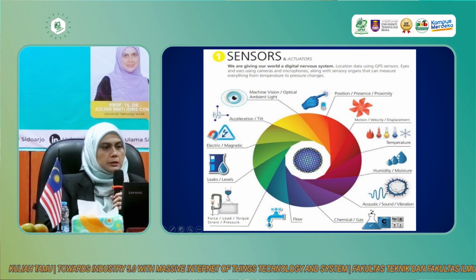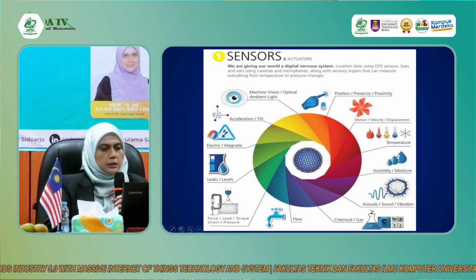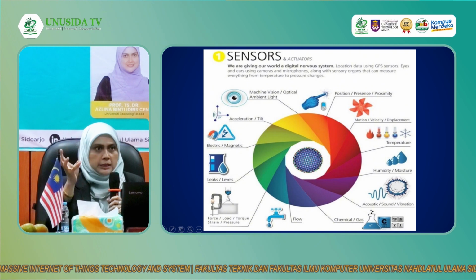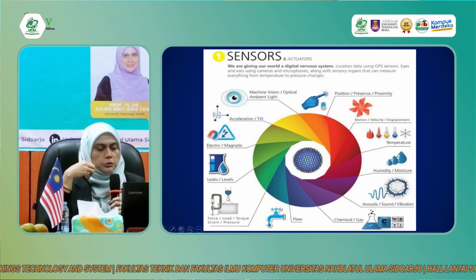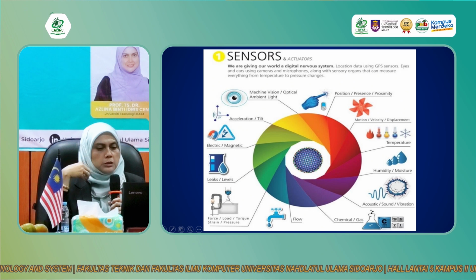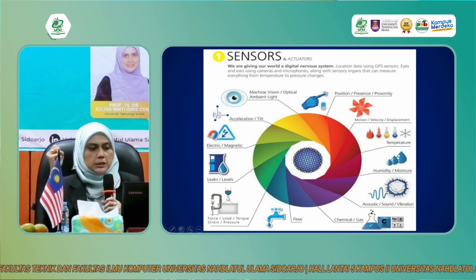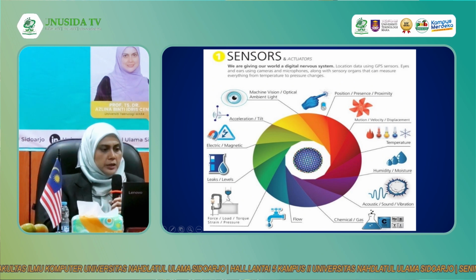You need to understand that different sensors have different applications. For example, if you want to identify the position or proximity, there is a sensor of its own. With the application of sensors, you can measure the motion, velocity, displacement. You can have a sensor specific to temperature, specific to humidity, moisture, acoustic, and so on.